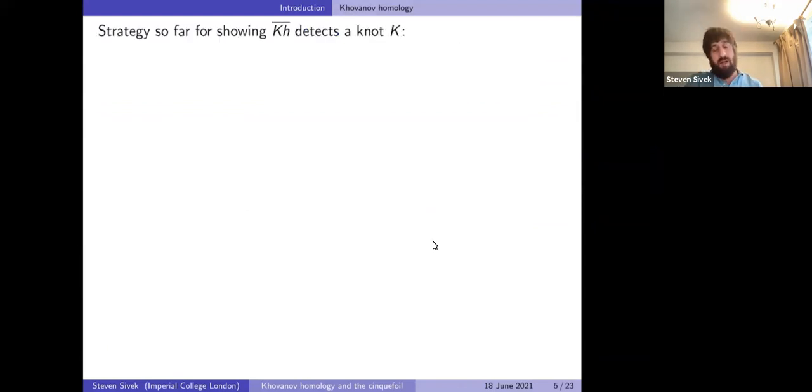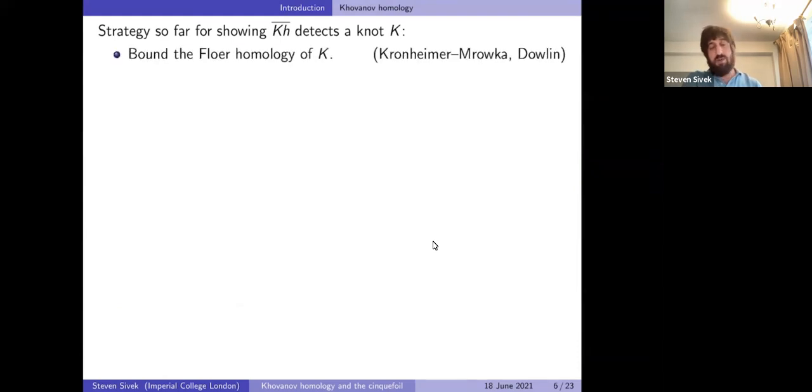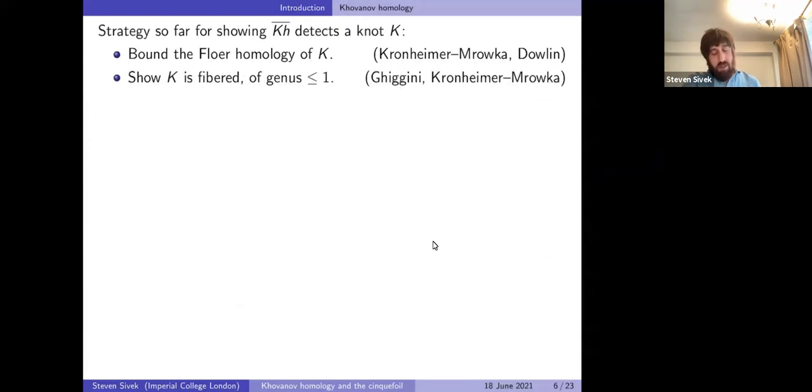So the strategy so far, if you want to prove that Khovanov homology detects a knot, you do the following. You use these spectral sequences, either the one by Kronheimer and Mrowka or the one by Dowlin, to bound the Floer homology of K, by which I mean not Floer homology, instanton knot homology, one of these invariants. Using those bounds, you show that K has to be a fibered knot and that its Seifert genus has to be at most one. And so if you're working with Heegaard Floer homology, that's Ni's result. If you're working with instanton knot homology, Kronheimer and Mrowka proved that, building on Ni and lots of other people.